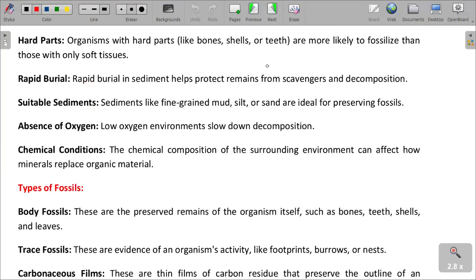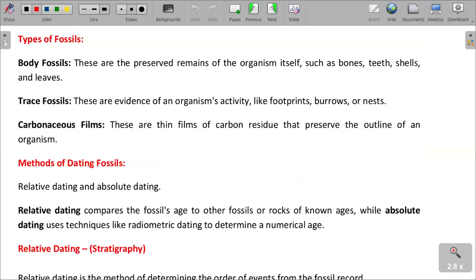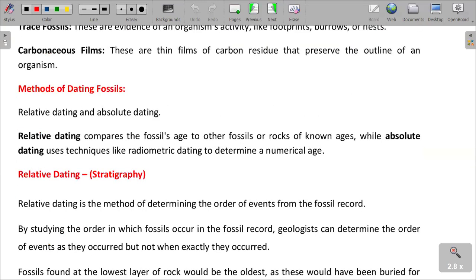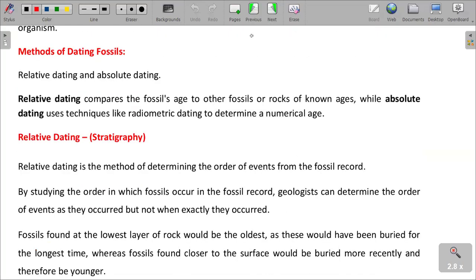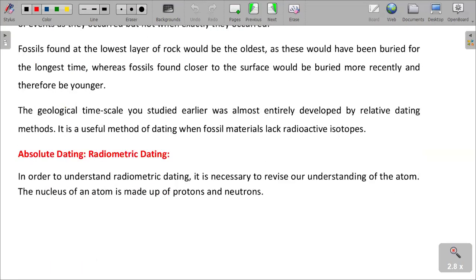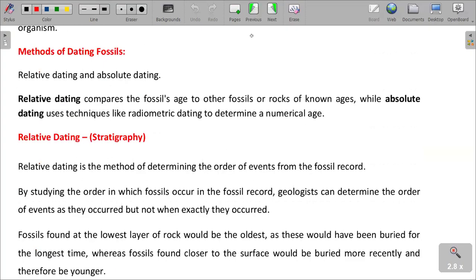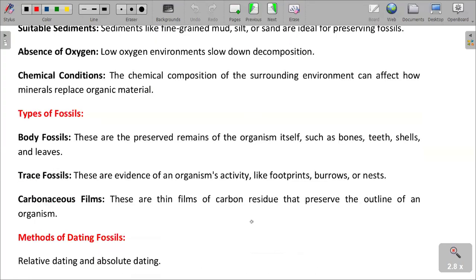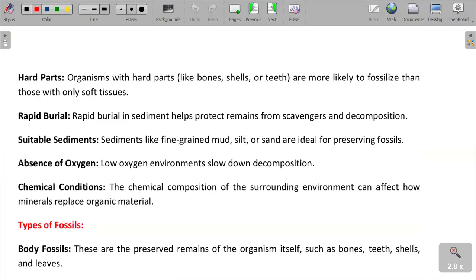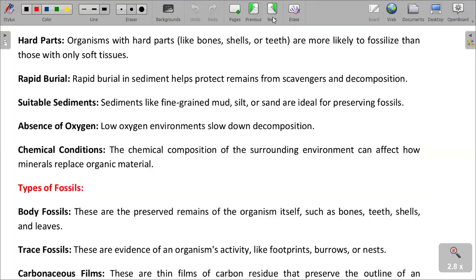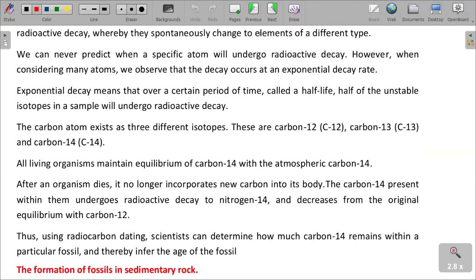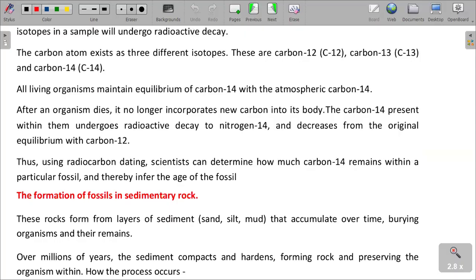We're also going to talk about the processes in terms of types of fossils. We're going to talk about methods of dating of fossils, the relative dating and also the absolute dating techniques that we must understand. How do they work? I'm sure that you still remember, for example, I just talked about stratigraphy as a method of dating of fossils.